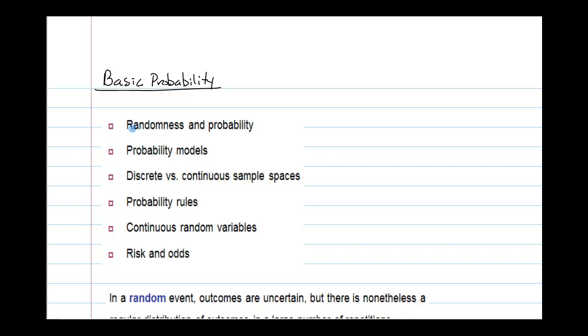So to start off with, we'll talk about randomness and probability. We'll talk about different types of probability models. And really importantly, we'll be talking about the differences between a discrete distribution and a continuous distribution. There's three basic rules of probabilities that we'll cover. We'll also talk about continuous random variables that will be directly related to our continuous sample spaces. And then we'll end with talking about risks and odds of particular events.